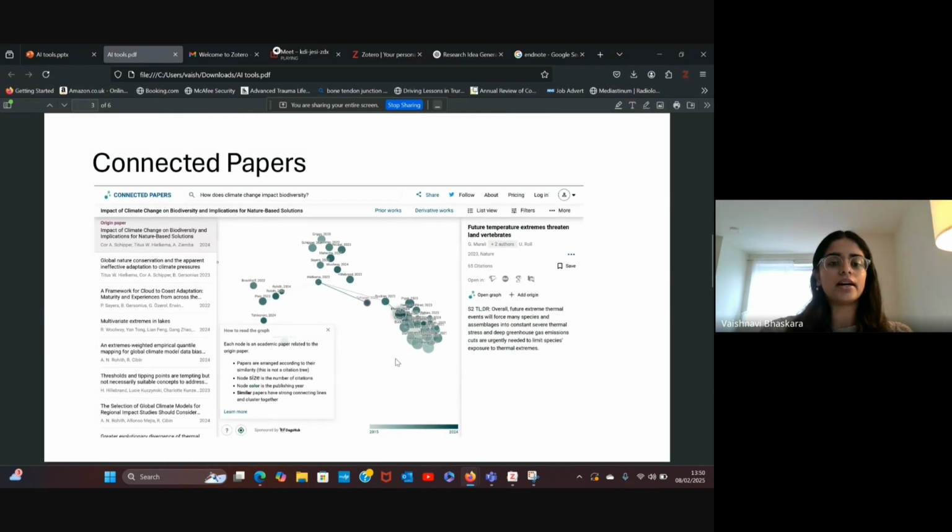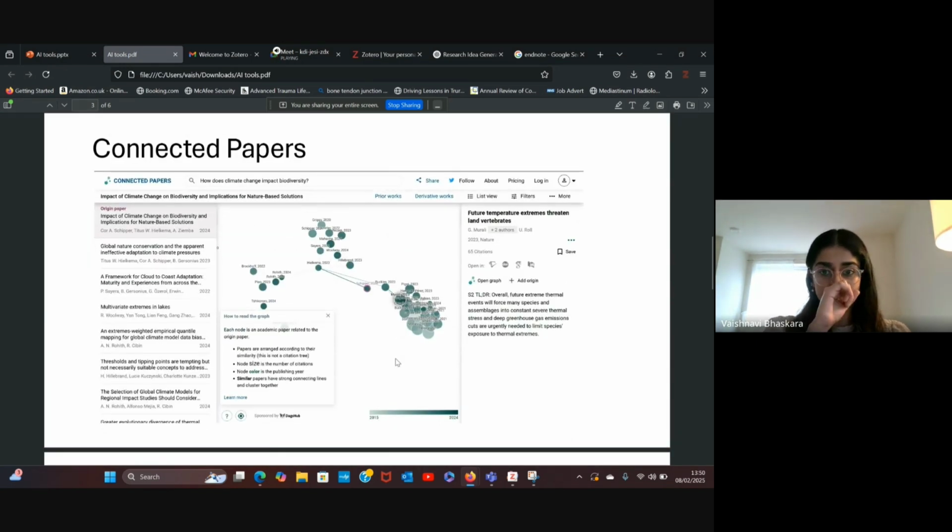This is something I used for my master's thesis project, Connected Papers. It's very useful, especially if you're working on more niche topics and your PubMed search is not really leading you anywhere. Then I find this quite useful, because it'll start generating this tree. It's sort of like a map of all the papers related to that one topic.